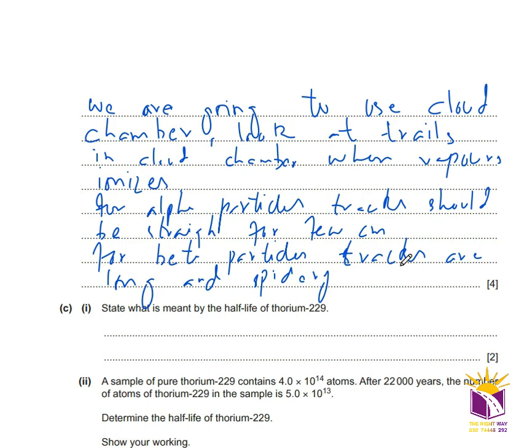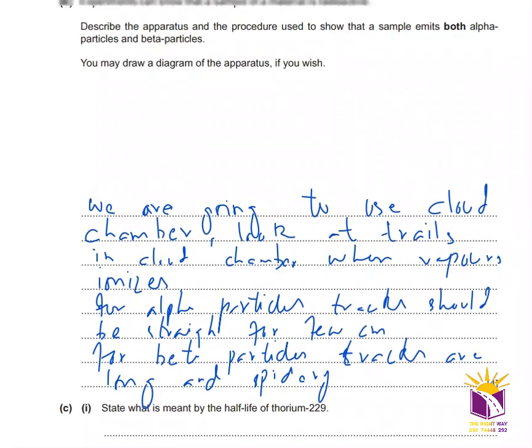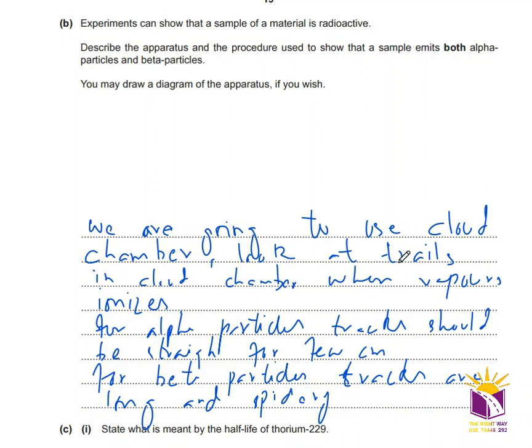So we are going to write it as the cloud chamber. For cloud chamber, we are going to take the trails in our chamber when vapor ionizes. Alpha particle, the trail should be straight for a few centimeters. For beta particle, the tracks are going to be long and spidery. You can also write about the electric field or the magnetic field.